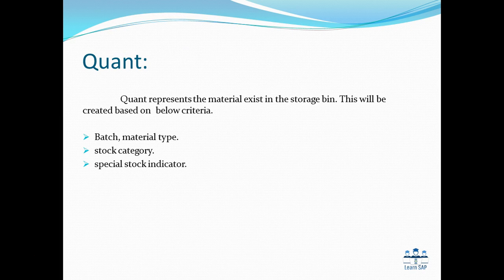Quant. Quant represents the material that exists in the storage bin. This will be created based on the below criteria: material type, batch, stock category, special stock indicator. So whenever a material comes, it will create quant number 1. Whenever a different type of material comes, it will create quant number 2. When a different type of material comes with a different batch, it will create quant number 3. When quality stock comes into that storage bin, it will create quant number 4. So based on the criteria mentioned here, the quant number will be generated, and the quant does not represent the quantity of the material.